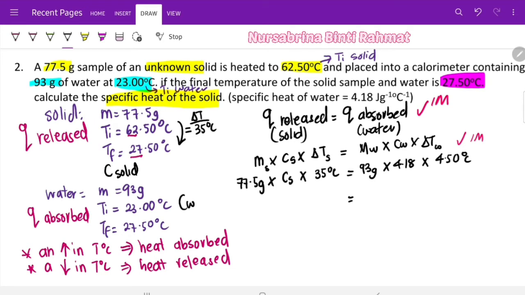Okay, so now you rearrange and find out the specific heat capacity of your solid. The specific heat capacity of the solid was found to be 0.645, and the unit is joule per gram per Celsius. Okay, so let's move on.